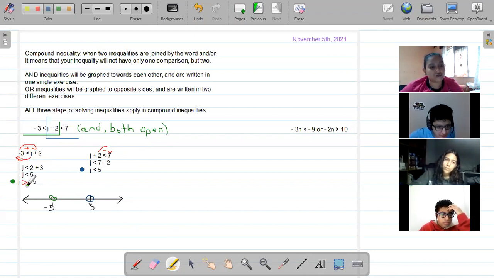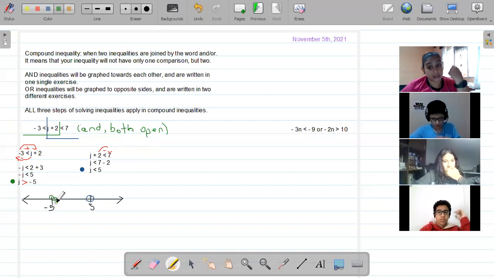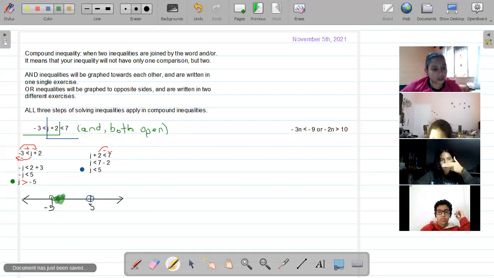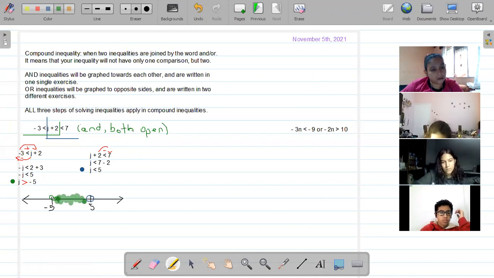So j is greater than negative 5. Should I shade to the right or should I shade to the left? To the right, right? Exactly. So I'm shading to the right, but I'm stopping over here, right before my next number. This is why you need 2 colors. Now j is less than 5. Should I shade to the right or should I shade to the left? Exactly. So I'm going to shade to the left. And you can see that I stopped right before the negative 5.